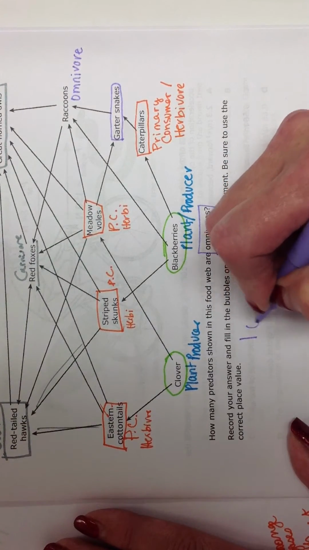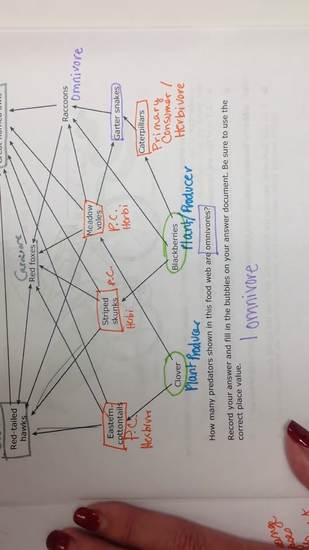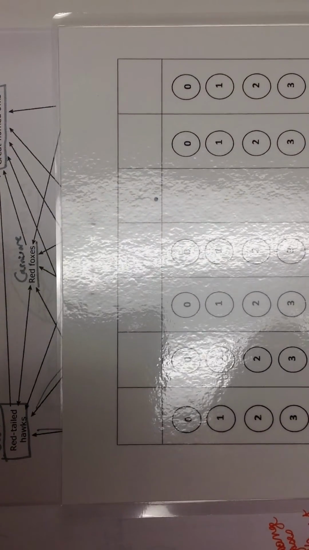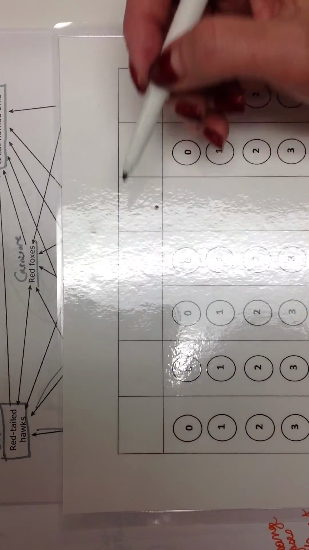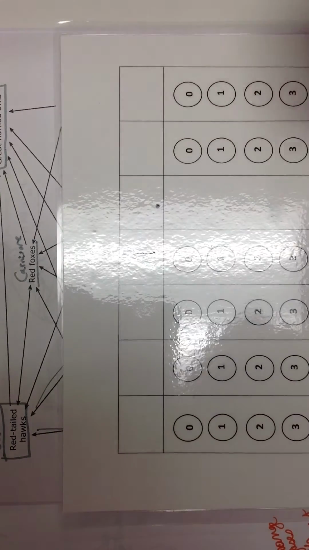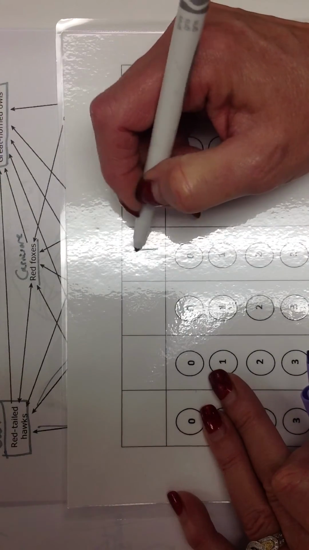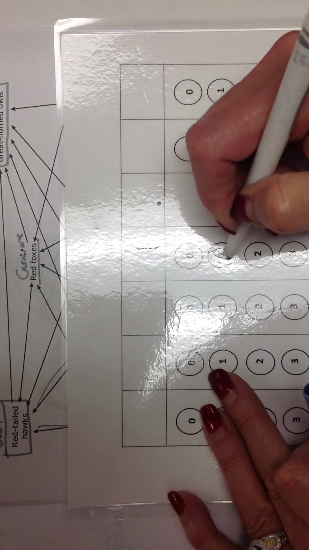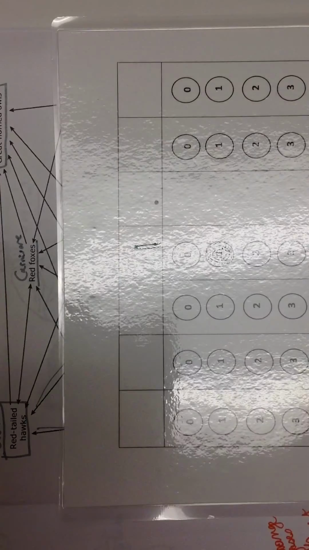There's one omnivore present. And so if we wanted to record that on our answer document, here is the griddable, and we're just going to put, 1 is a whole number, so it's going to go right in front of the decimal point. Can y'all see that? It's kind of glary. Right in front of the decimal point, and then we would actually bubble in for 1. Okay? Any questions? All right.